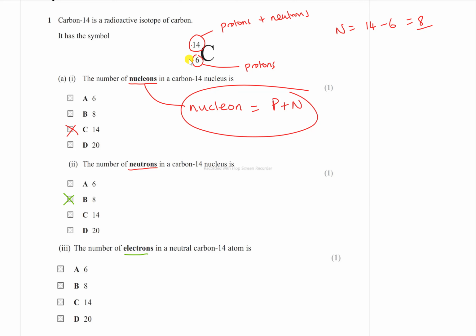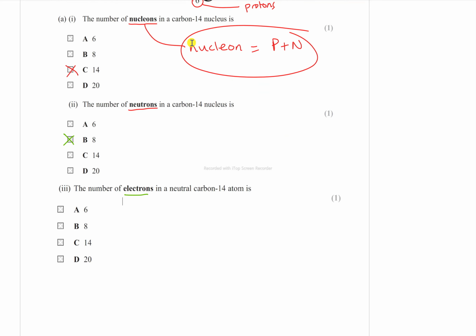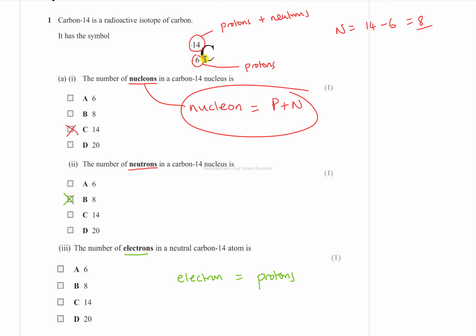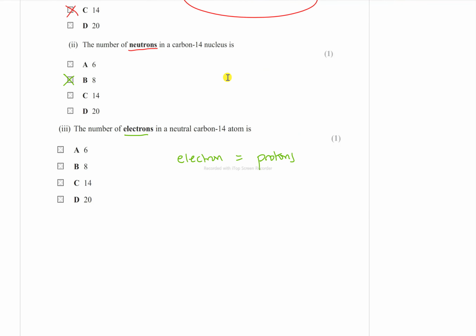And the number of electrons. The number of electrons in any atom equals the number of protons. And we know the bottom number is here, the proton number. So we're looking at 6. There you go. So electrons equals protons in any neutral atom, or all atoms are neutral.